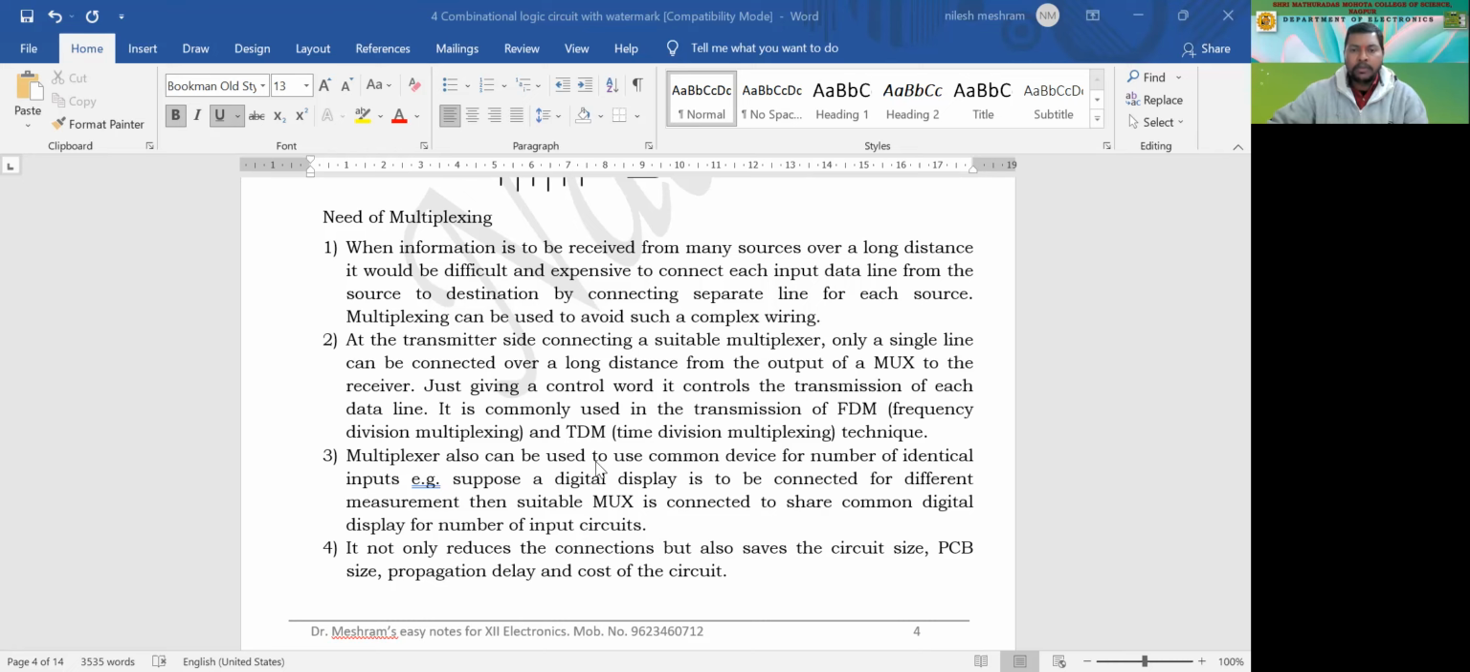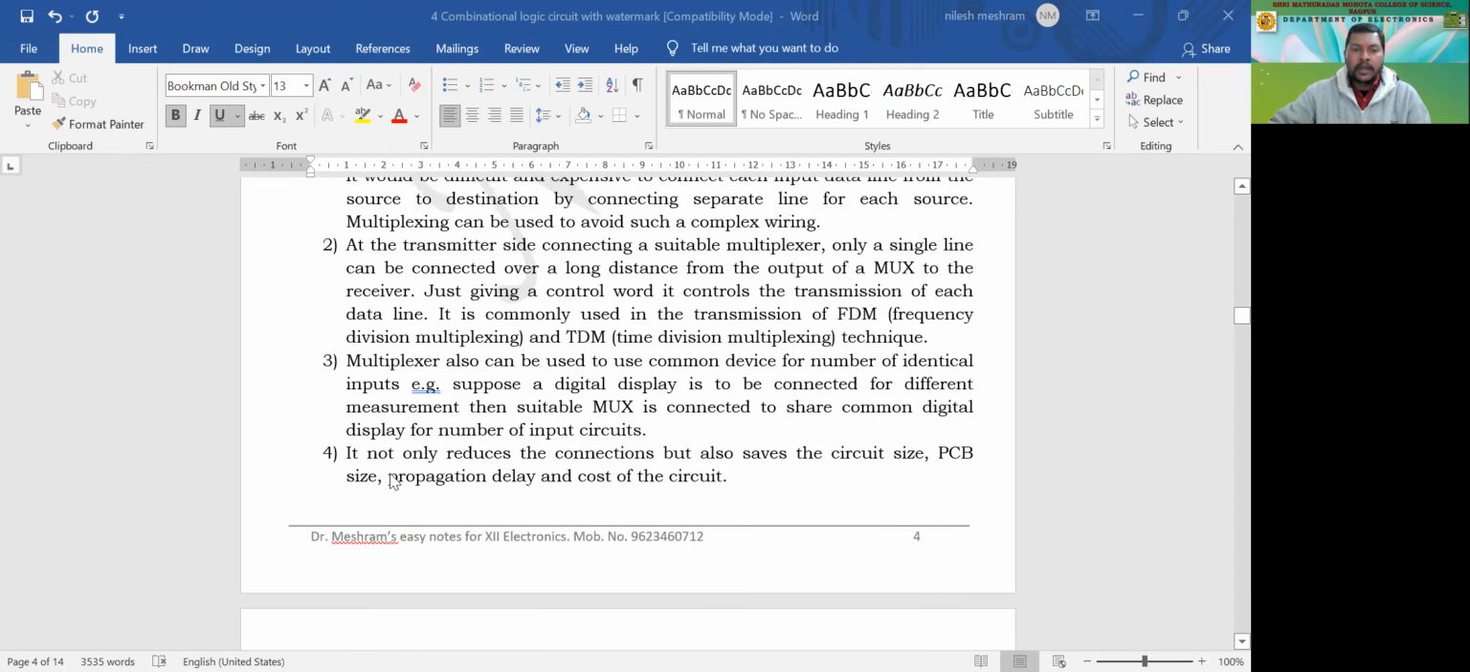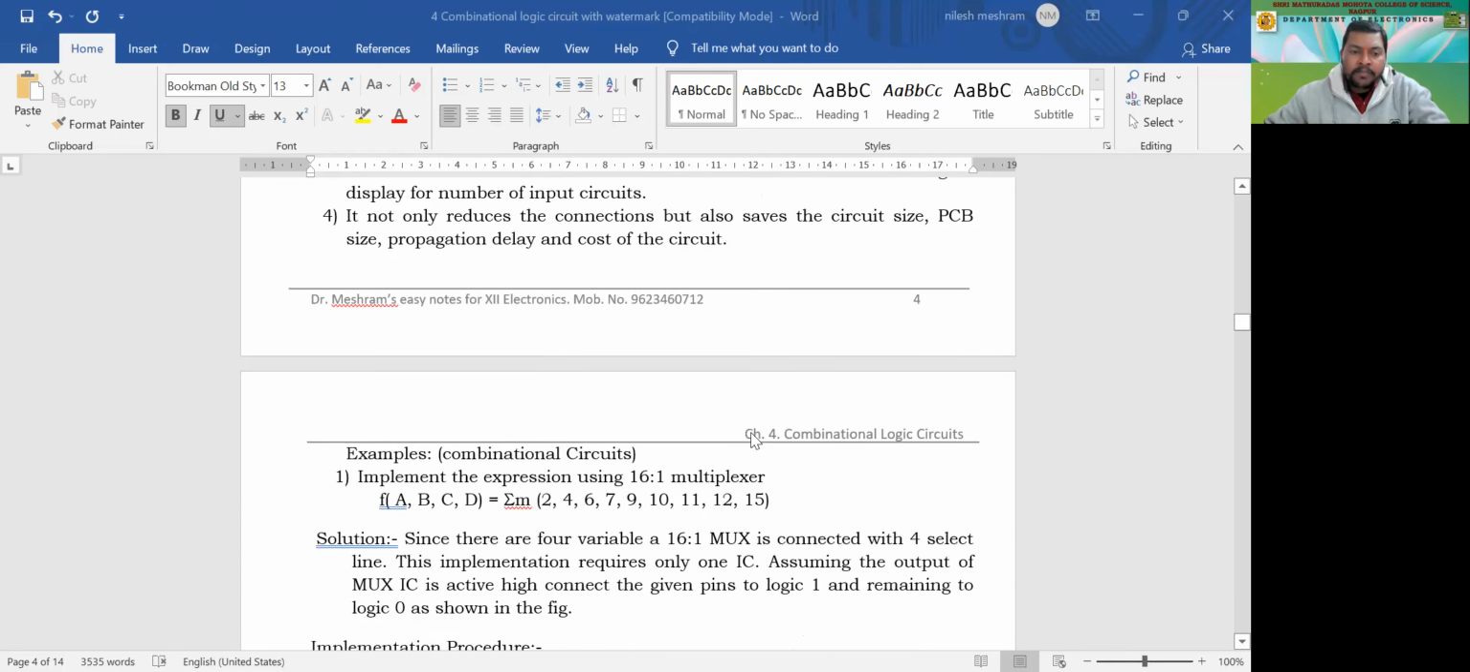Then a multiplexer can also be used as a common device for a number of identical inputs. So that is another use. A single device can be used for multiple purposes. And it not only reduces the connections but also saves circuit size, PCB size, propagation delay, and cost of the circuit. So these are all the advantages of using a multiplexer, right?